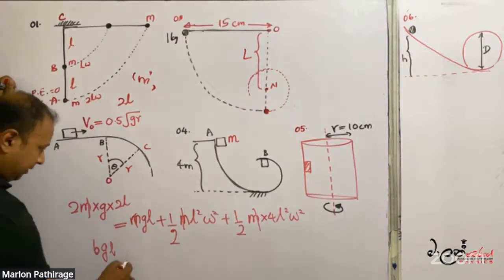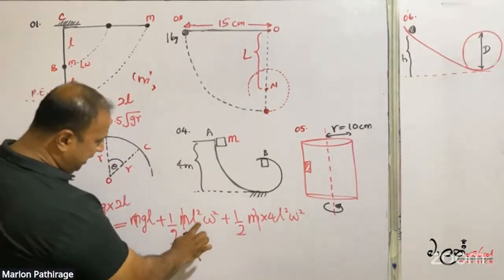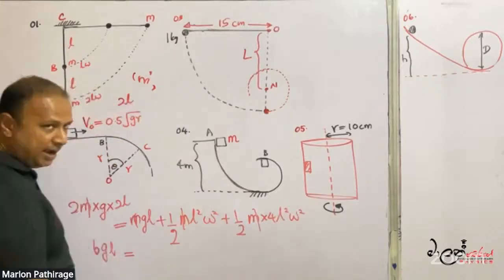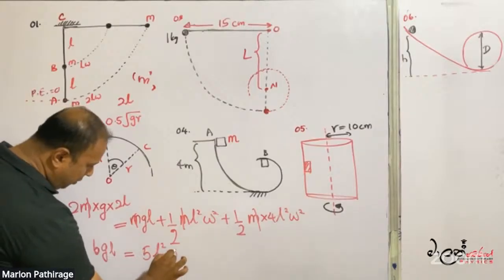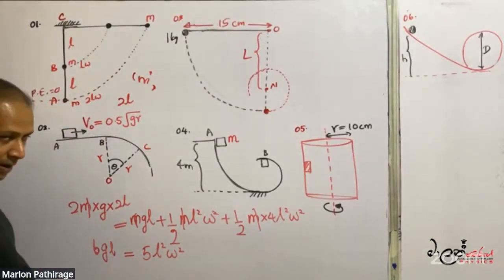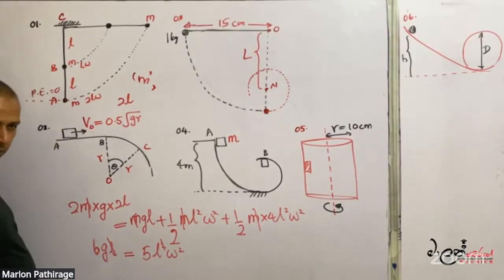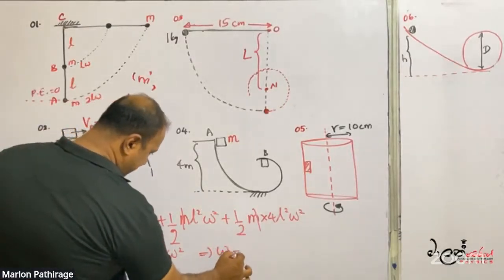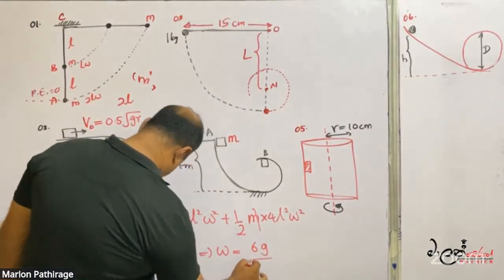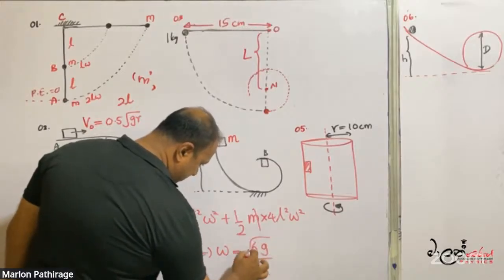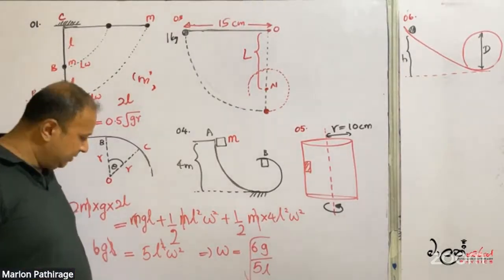6GL is equal to L squared omega squared plus 4 L squared omega squared, that means 5 L squared omega squared. Therefore, you can take omega squared from that, L squared will be cancelled out, therefore omega is equal to the square root of 6G over 5L.